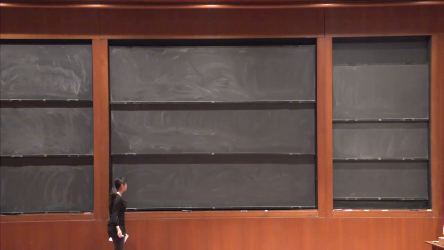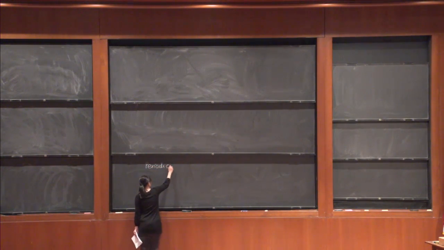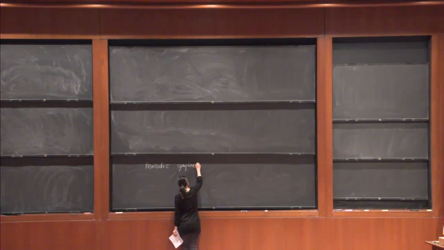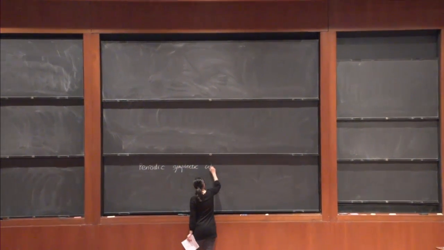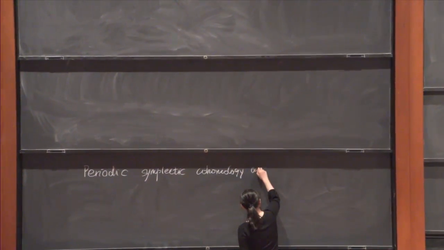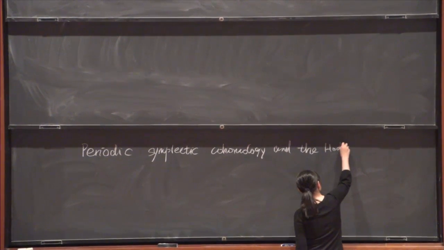So today I'm going to talk about what I call the periodic symplectic cohomology and the corresponding Hodge filtration that you can define on them.